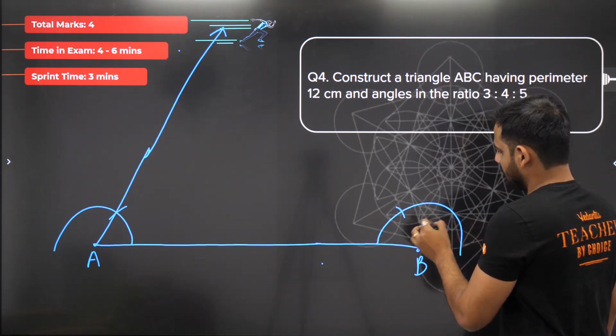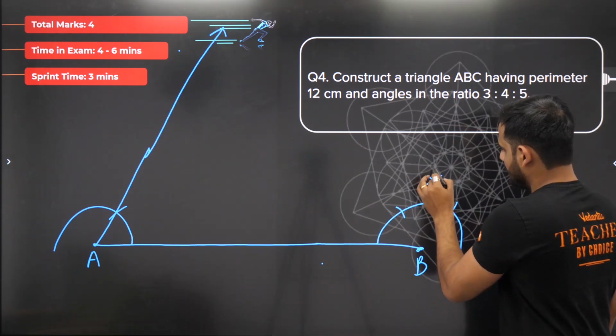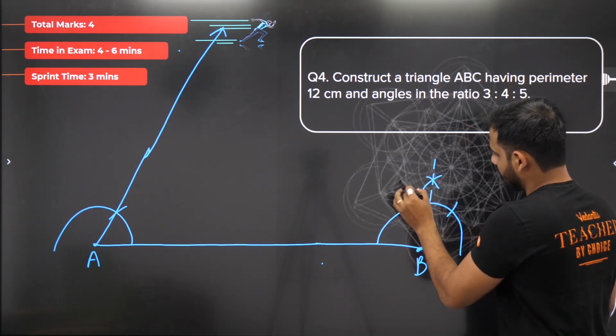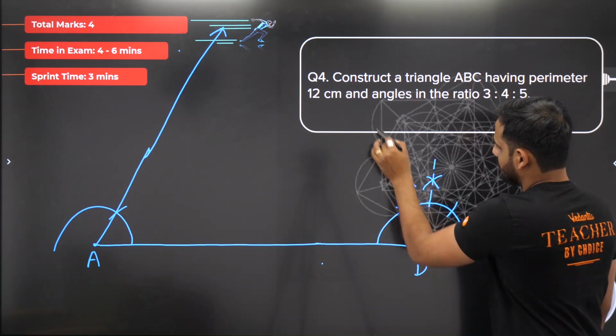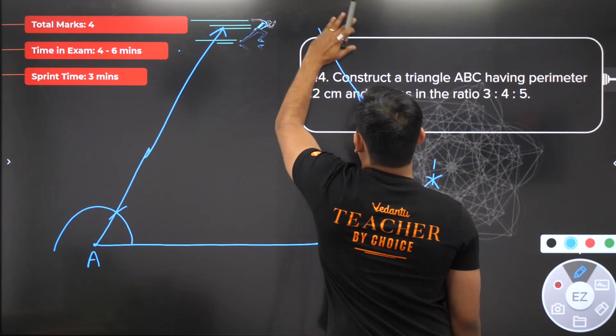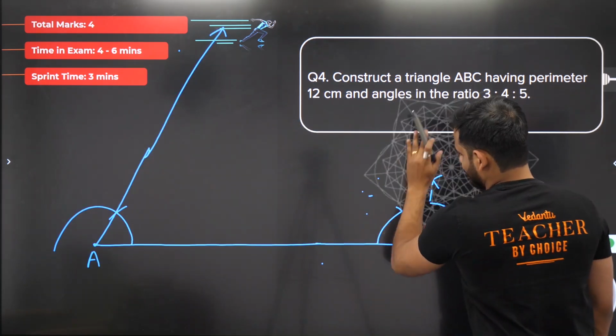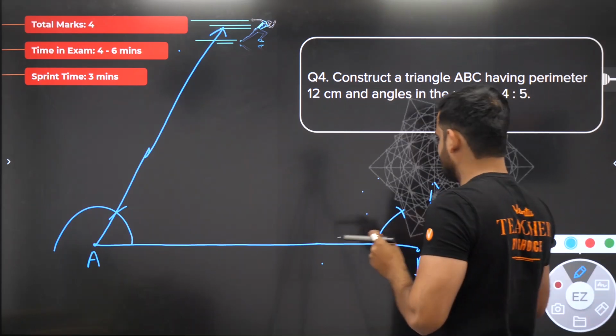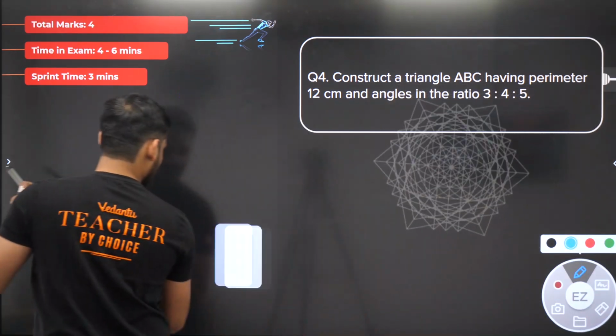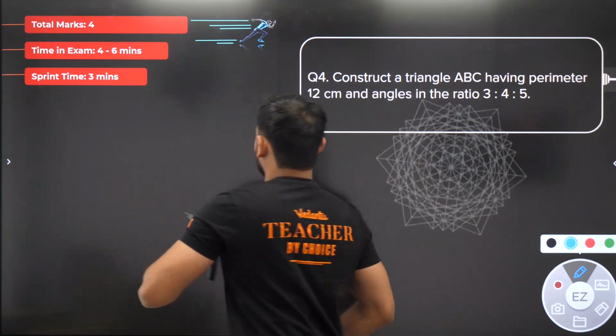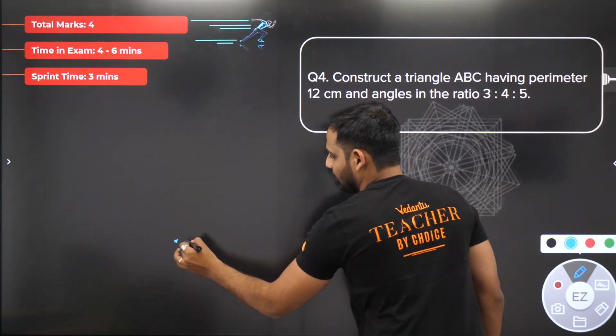So this is my 60, 120, 90. So 90 and 60, there should be one intersection point. So this will be your 75. Okay, they will not meet. Let me draw a smaller figure so that they can meet. Okay, a bit smaller figure I'll draw.